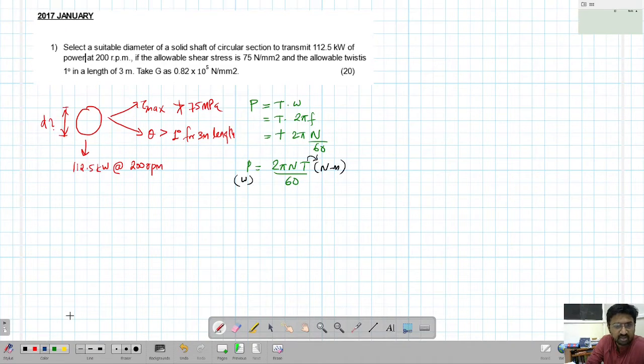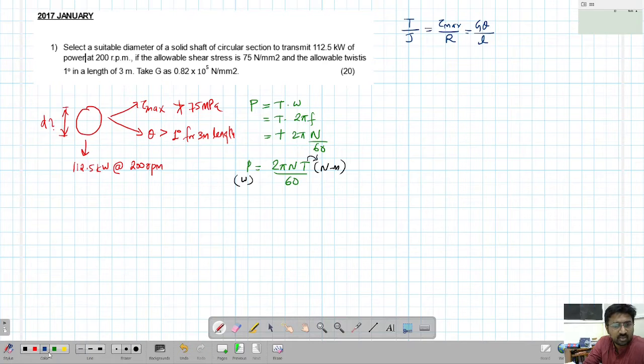The second equation that you have to remember is the torsion equation, that is T by J equal to tau max upon R, which is equal to G theta upon L. So this is the second equation that is required to solve this problem.